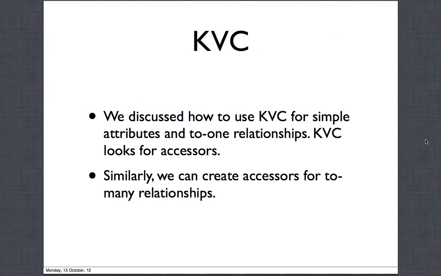We discussed how to use key value coding for simple attributes and those that represent a to-one relationship. So for those attributes that you use to point to a single thing, key value coding looks for accessors, those get value and set value methods, and uses them. And if we create accessors for to-many relationships, then that accessor will be used if a value is being changed or set, if we get the value or set the value using KVC.